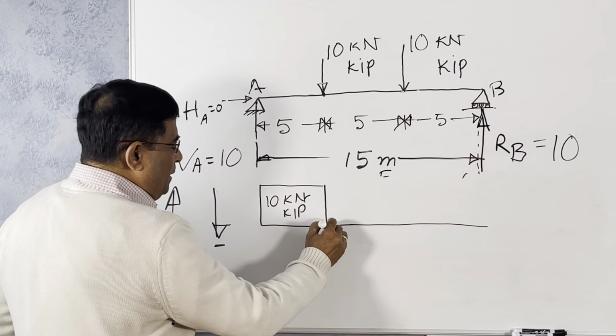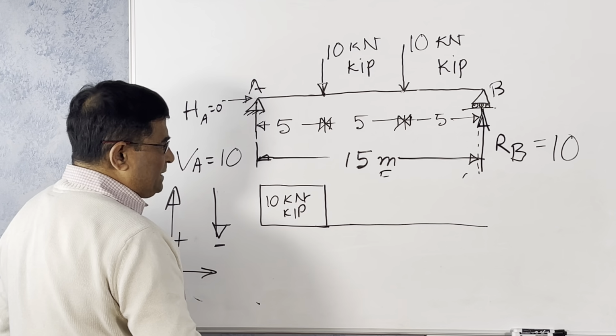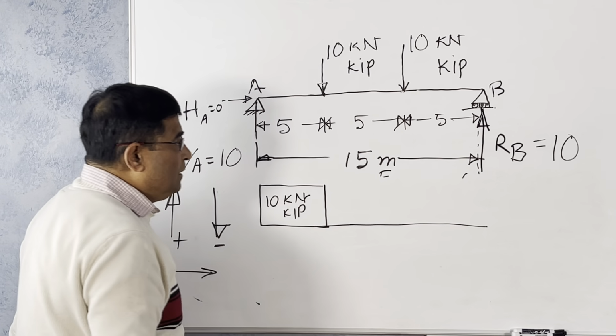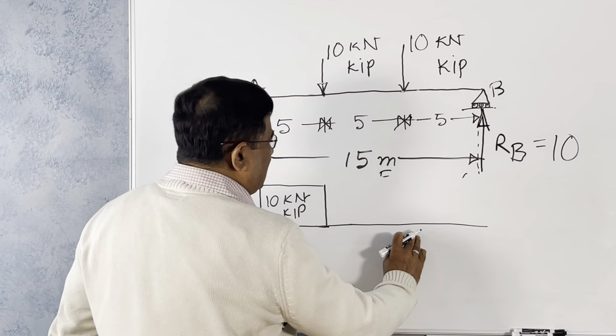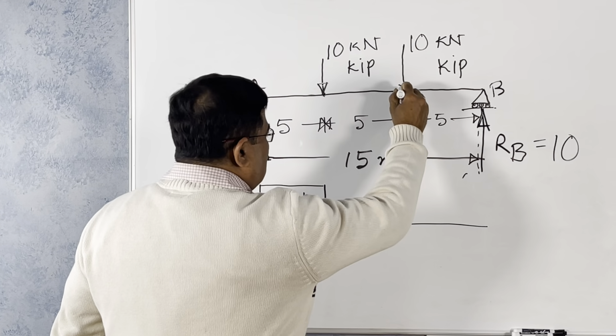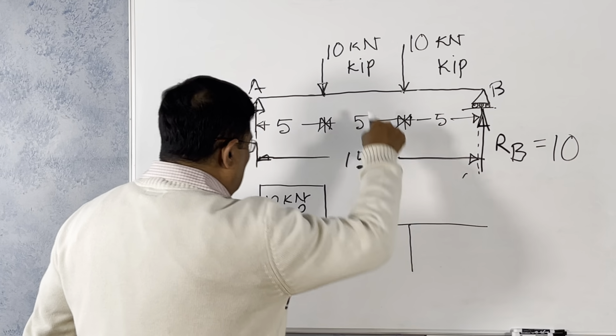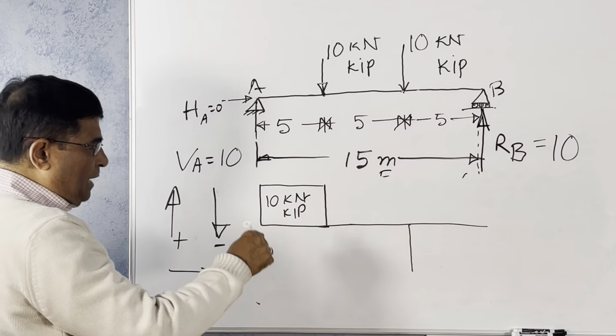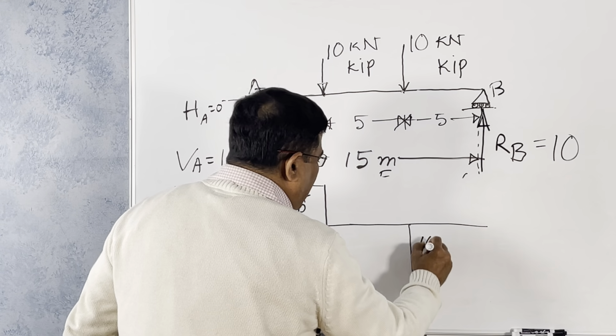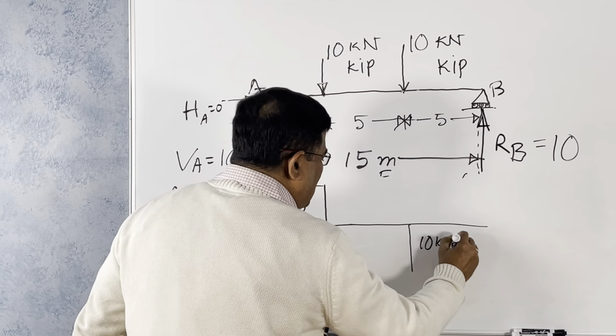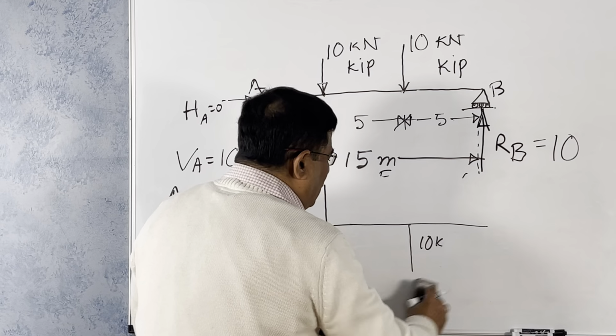At this point, the shear force is there. From here to here, nothing, so it will remain blank. Then suddenly at this point, the 10 will come down because it is vertical, negative, downward. 10 kip.